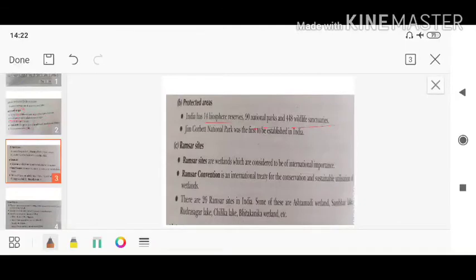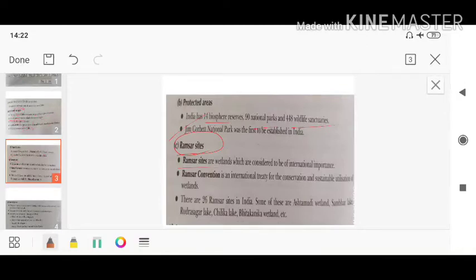We discussed. Okay, Jim Corbett National Park was the first to be established in India, just to note the same. Okay, now moving on to another one called Ramsar sites, very important, a new addition to the syllabus. So what is a Ramsar site? Ramsar sites are the regions which are good in wetlands, which we consider as wetlands.